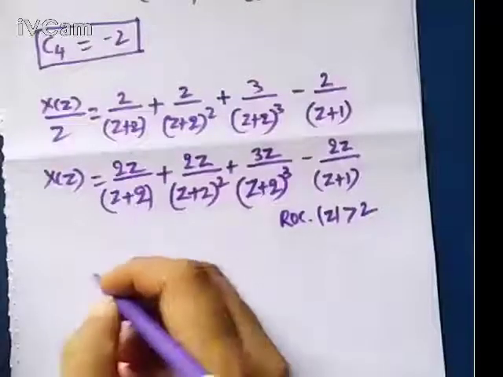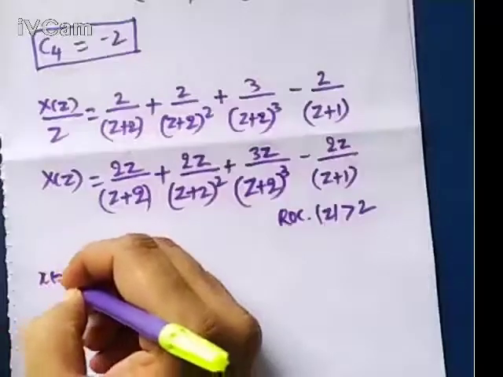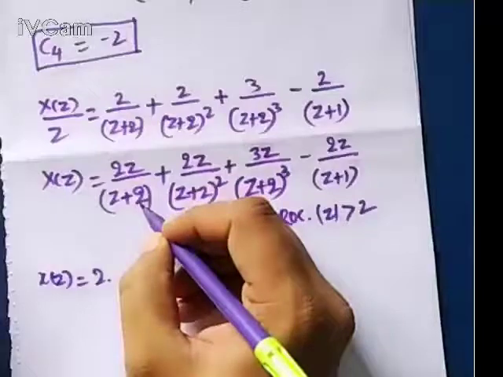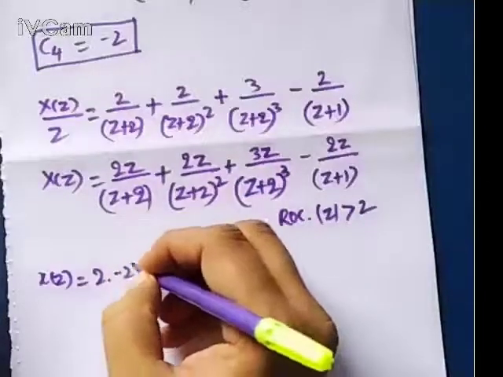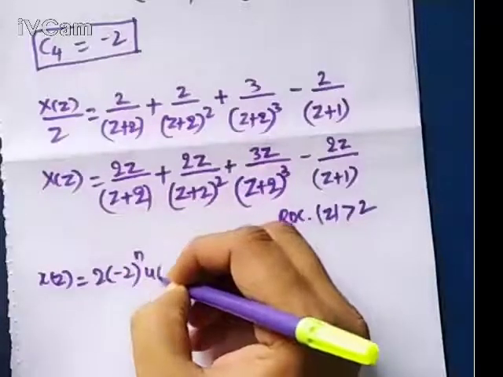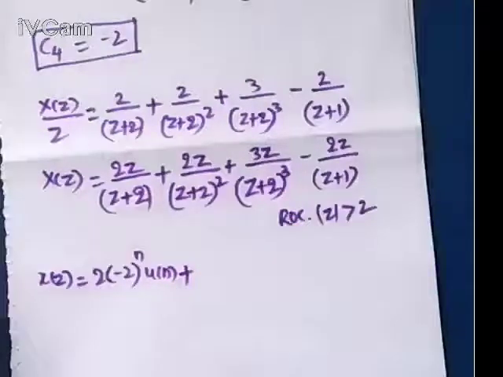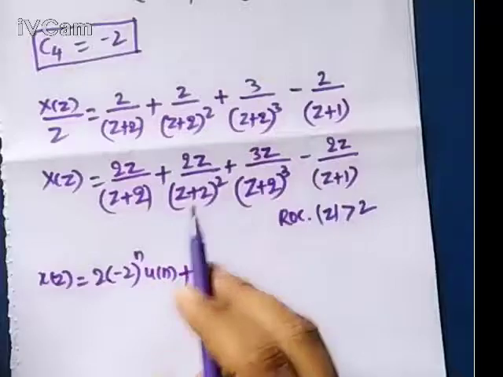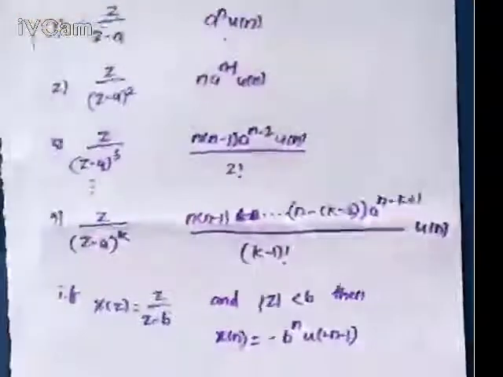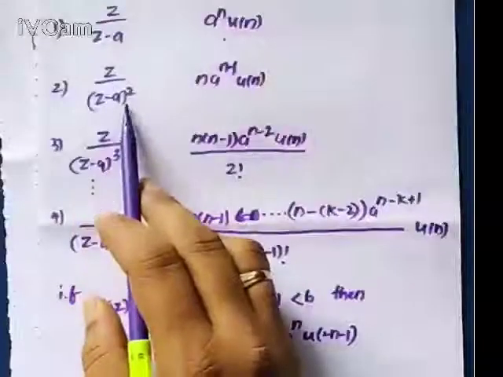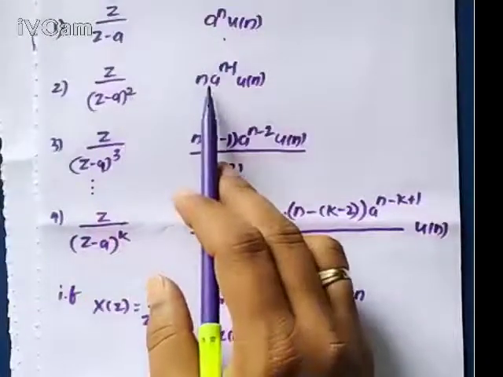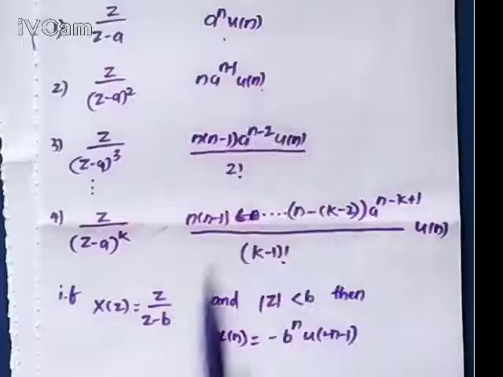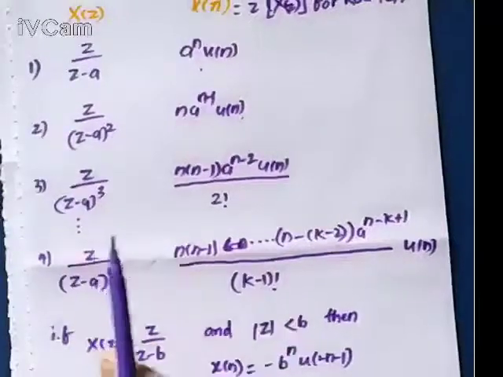So according to this, the first term X of z will be 2 into a, where a is minus 2 here. So minus 2 upon n u of n, plus the second term is z upon z plus 2 whole square. So we have this one, z by z minus a square, what will it give? n into a power n minus 1 u of n. Okay, so that's why I'm telling these notations are very important.